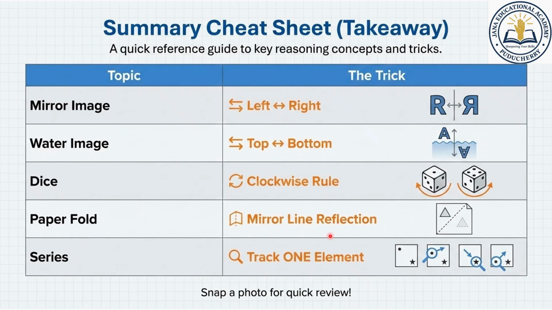In the series motion picture, track one element. We already know that if you choose a triangle, you have to follow the triangle in all the pictures. If you use a star, follow the star in all the pictures. So this is the verbal reasoning.